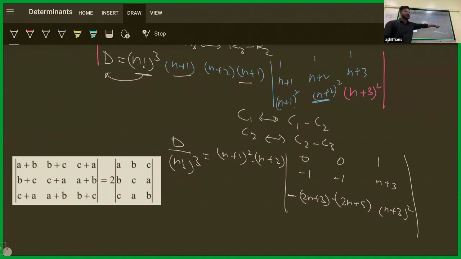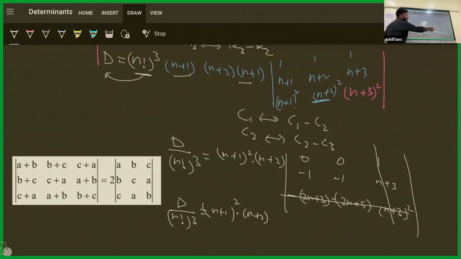Now expand this along the first row. So if we expand along the first row, we need to hide this column and this row. So we are left with d over n factorial cube equals n plus 1 whole square into n plus 2, and it is plus 1, 0 into 0.